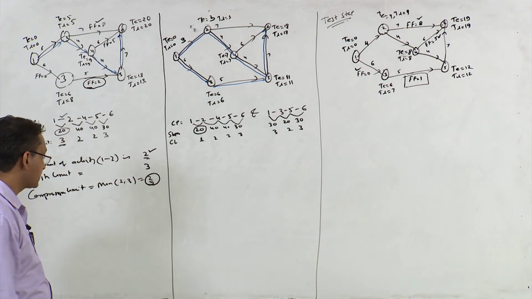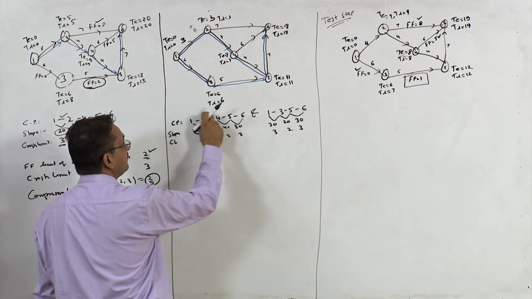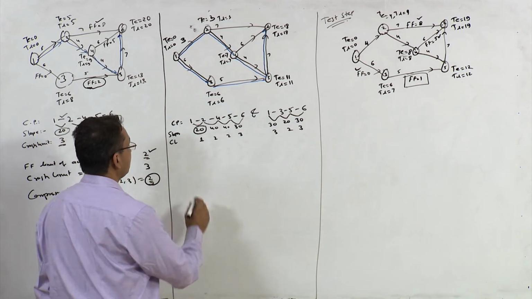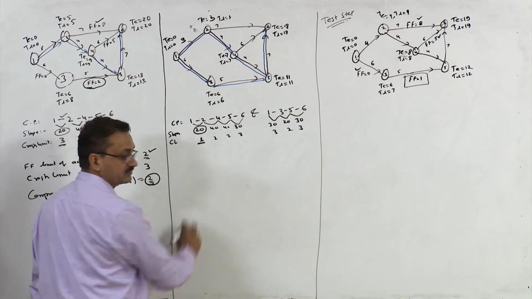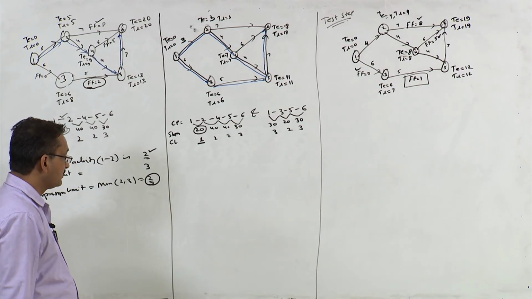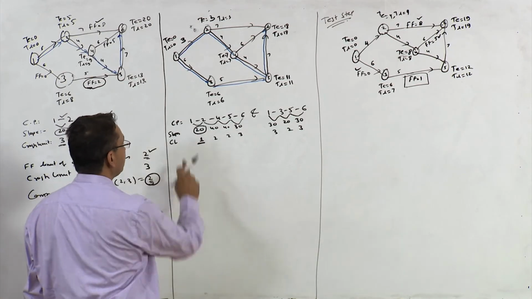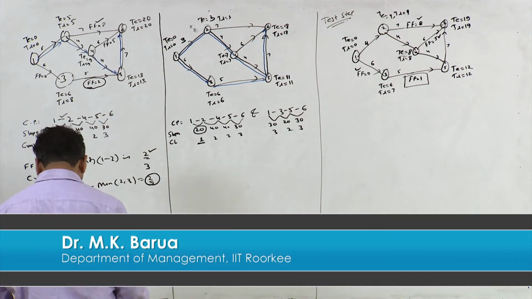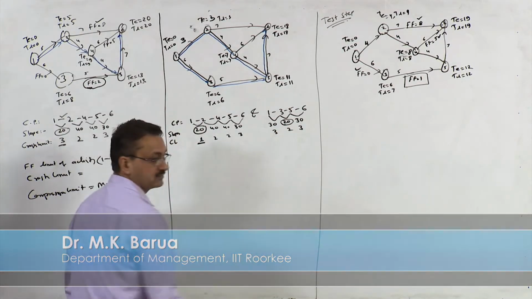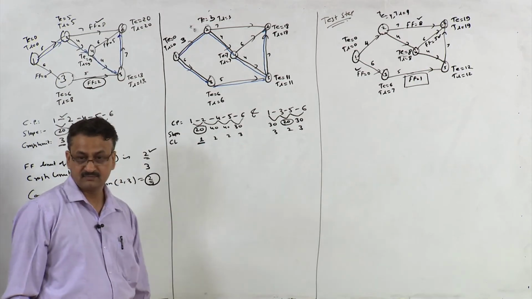Now since you have to select any of these activities and any of these activities from these 2 critical paths, the crash limit is 1. So from here you should select this activity, and from here you should select this activity. Your direct cost will increase by 40 rupees, isn't it?